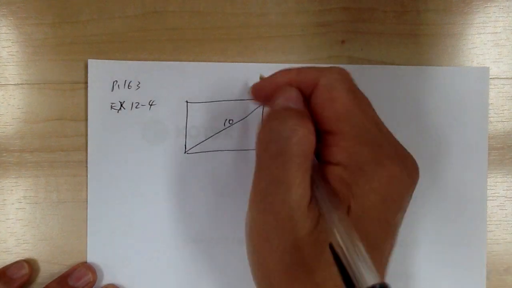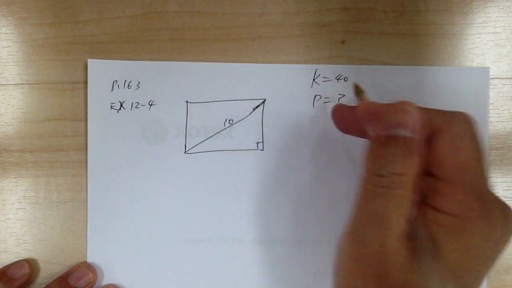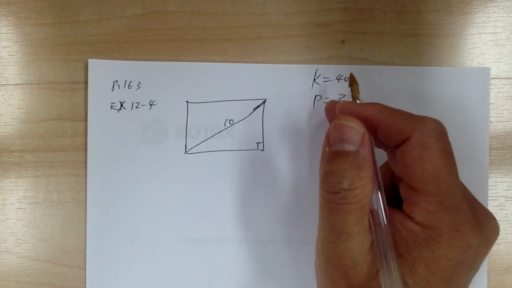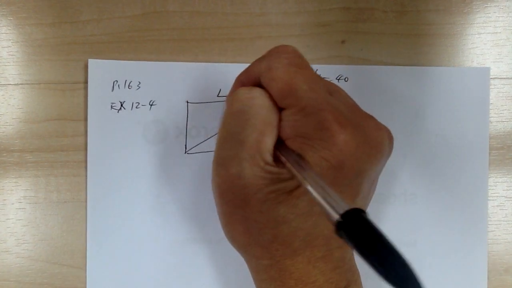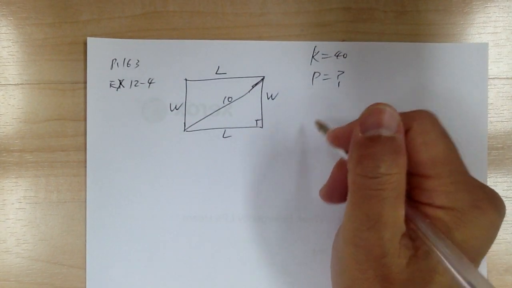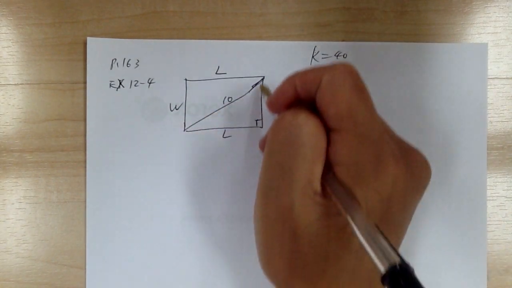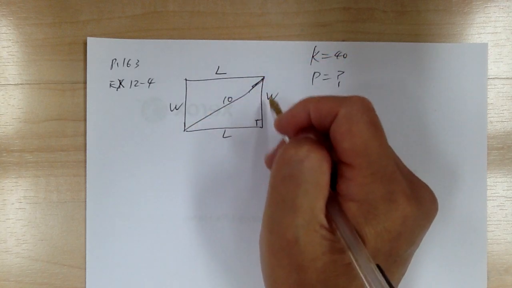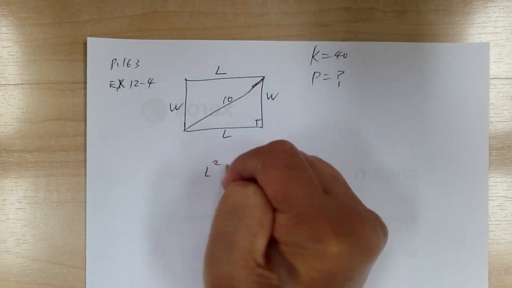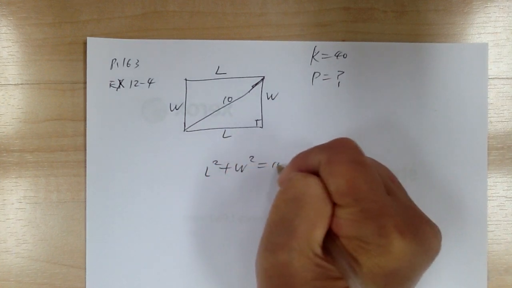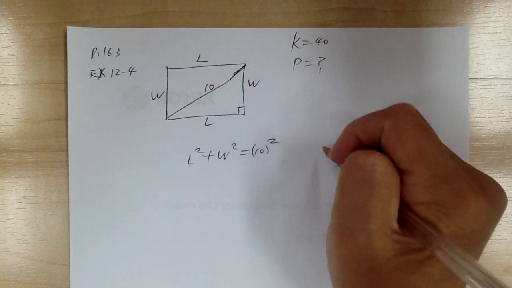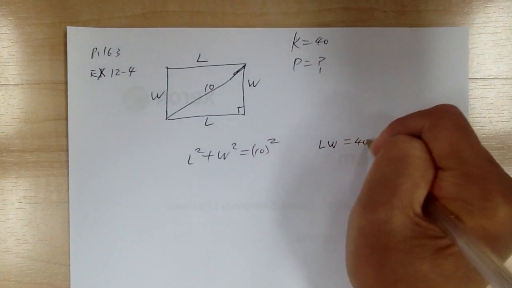Okay, so first you need to look for the length and width before you can find the perimeter. So let's call this length, width, length, width. First, you notice this is a right triangle, so you need to use the Pythagorean Theorem. So L squared plus W squared equals 10 squared. And we also know the area. Area is 40, so length times width equals 40.